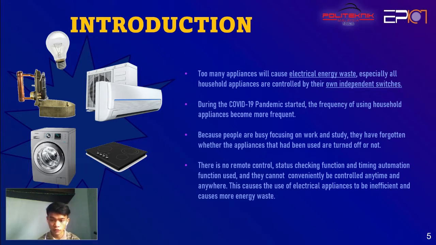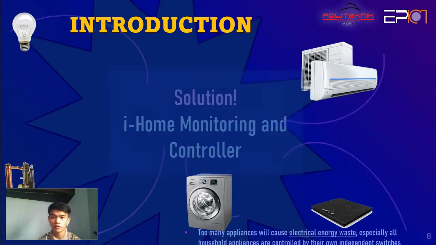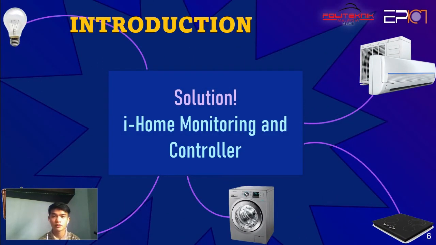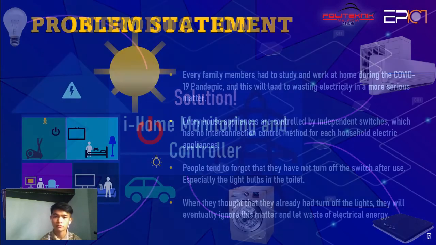There are no remote control function, status checking function, and timing automation function used, and they cannot conveniently be controlled anytime and anywhere. This causes the use of electrical appliances to be inefficient and causes more energy waste, as I mentioned earlier. Okay, next. So the solution for these problems is the iHome monitoring and controller.